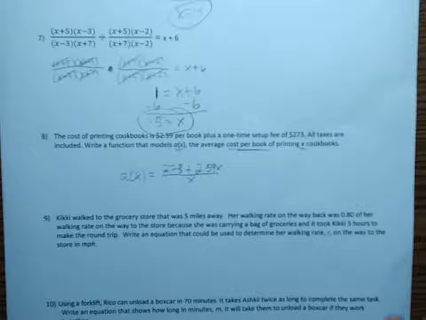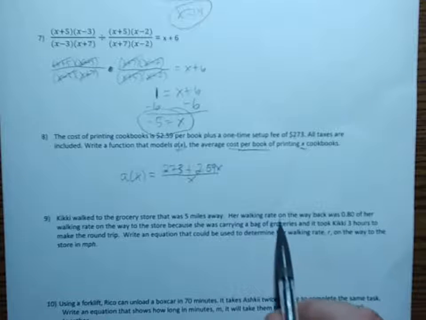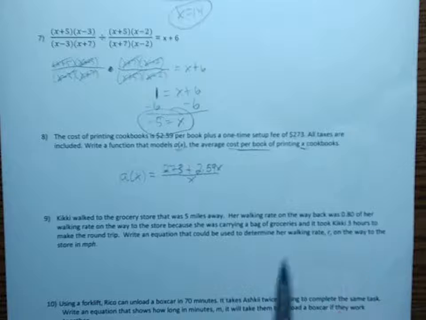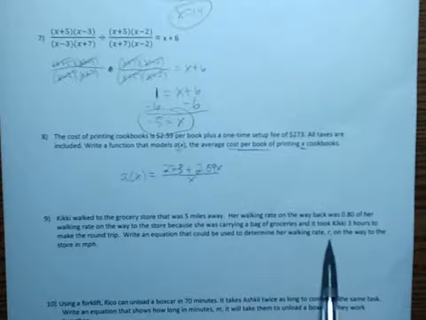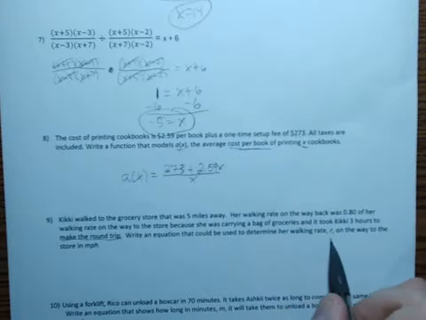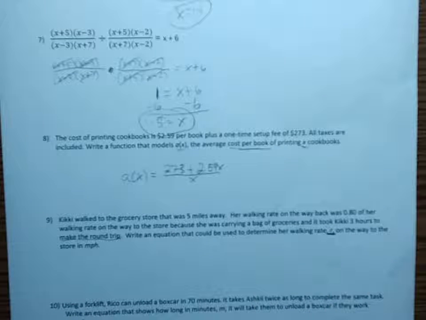Kiki walks to the grocery store that's 5 miles away. Her walking rate on the way back was 0.8 of her walking rate on the way to the store because she was carrying a bag of groceries. And it took Kiki 3 hours to make the round trip. So we're going to write an equation that could be used to determine the walking rate R on the way to the store in miles per hour.